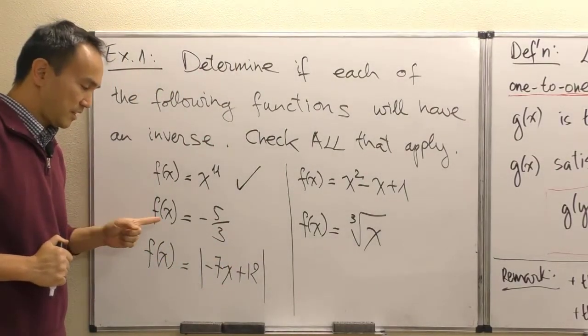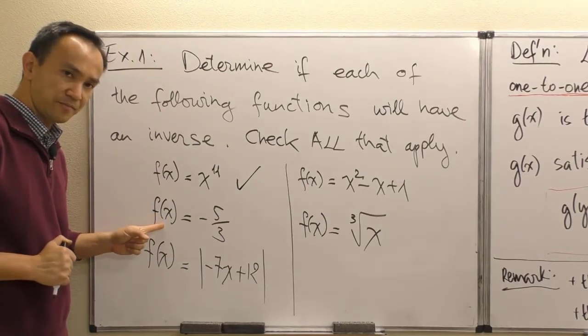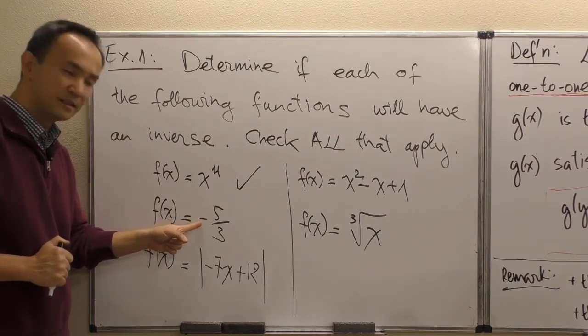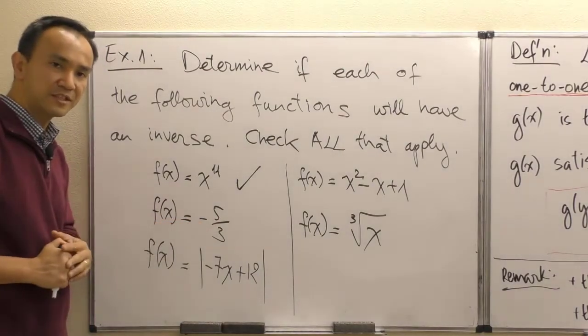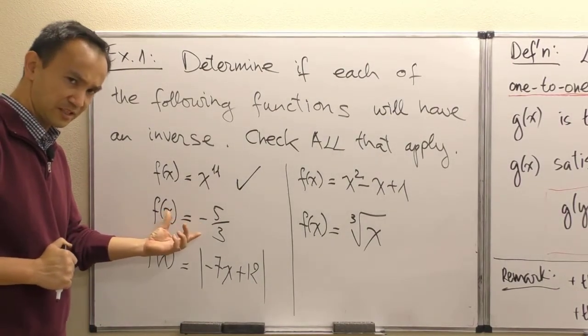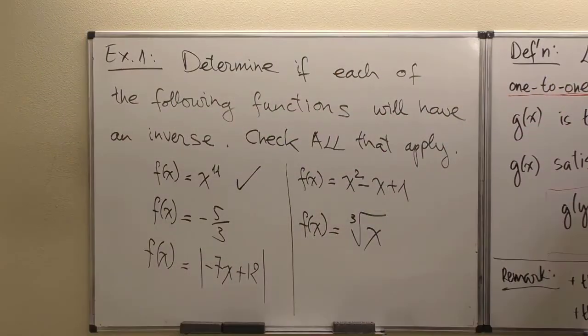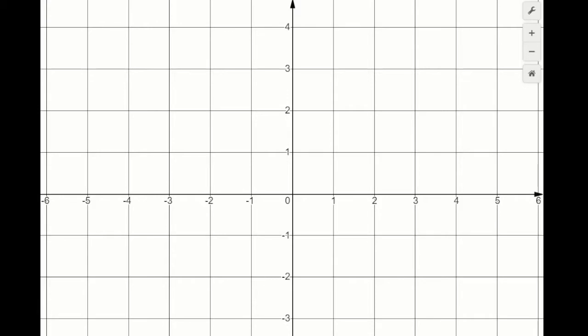Okay, so now let's look at this function: f of x equals negative 5/3. It's a constant function. In our graphing space with a graphing utility, this is the graph for f of x equals negative 5/3. So it's one constant flat line.